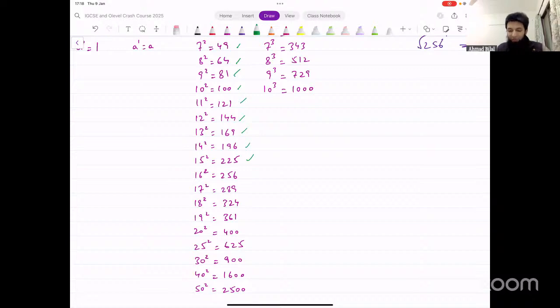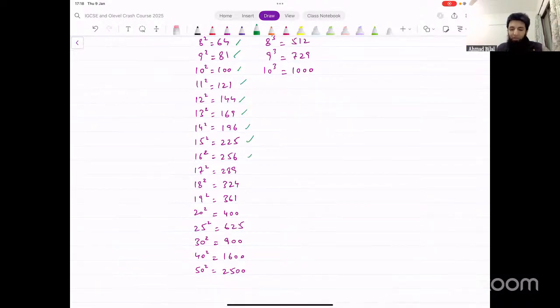But to be safer, you can remember these as well. 16 squared is 256, 17 squared is 289, and so on up to 20. You've got 20 squared equal to 400. And after that, 25 is a common one. 25 squared is 625. And then 30 squared, 40 squared, 50 squared, squares like these you should be able to evaluate quickly, right?